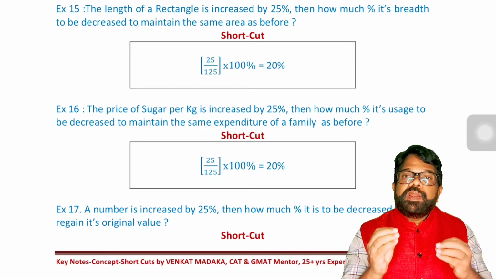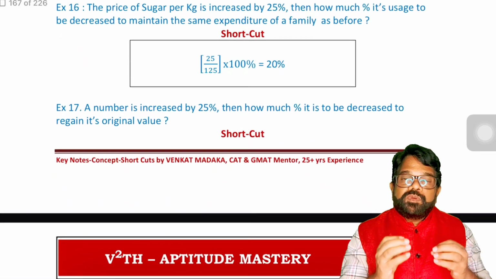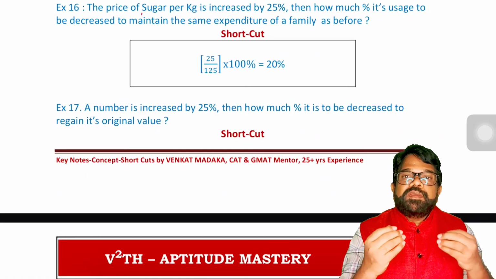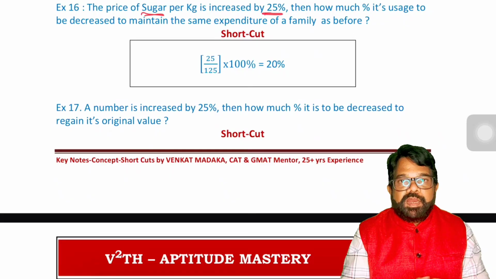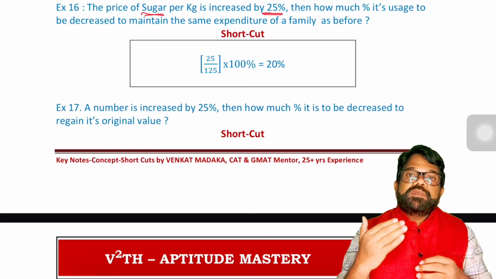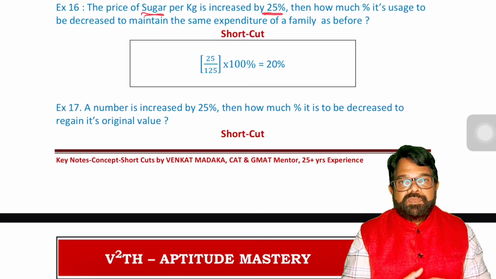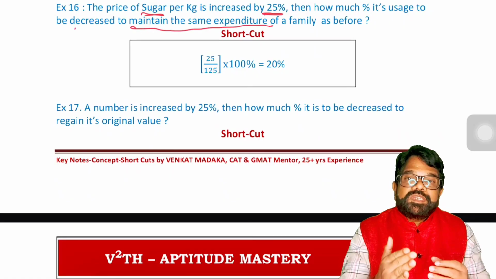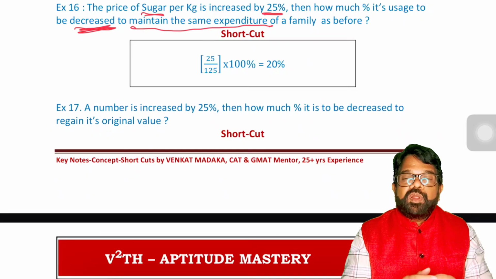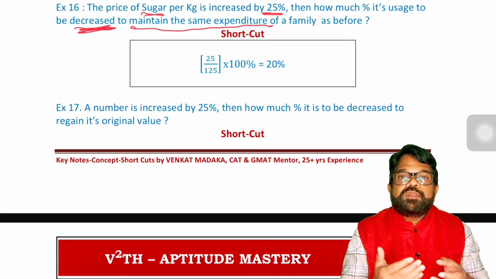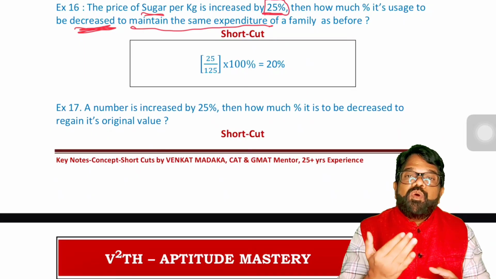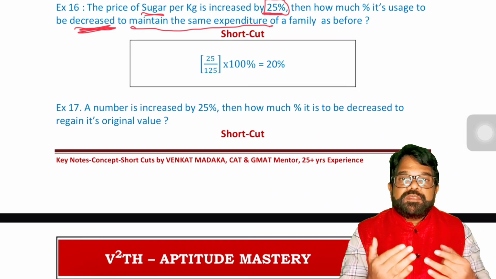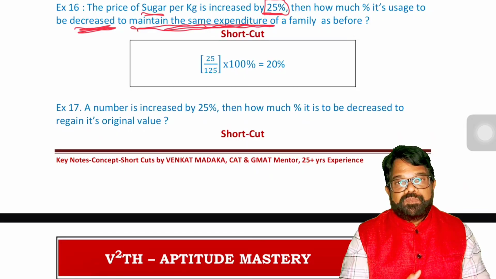Now see here another example. The price of sugar per kg is increased by 25%. Generally, if the price of any article increases in a family, family expenditure also increases. But to maintain the same expenditure, what do you do? Its usage is to be decreased. Now here also the price of sugar is increased by 25%. Then how much percent its usage is to be decreased to maintain the same expenditure as before?